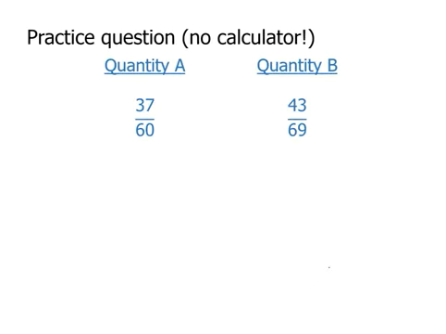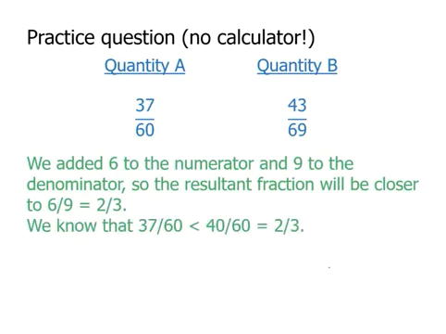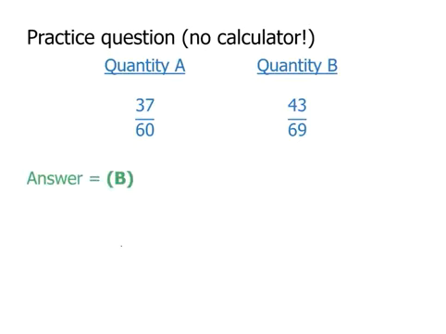Here's a practice question. Try to do this without a calculator. Okay. Well, notice a few things. We added 6 to the numerator and 9 to the denominator, so the resultant fraction will be closer to 2/3. Well, where were we starting? The starting fraction, 37 over 60 is less than 40 over 60. 40 over 60 equals 2/3. So we started out lower than 2/3. We moved in the direction of 2/3. And so that meant that we actually had to get slightly bigger. And so it became slightly bigger, and so the answer is B.